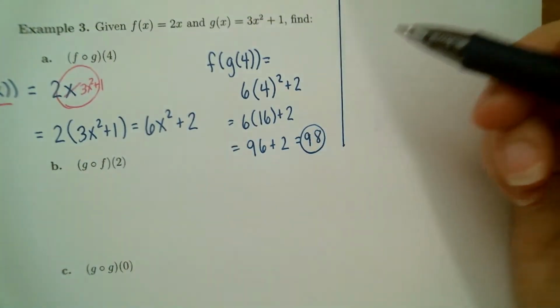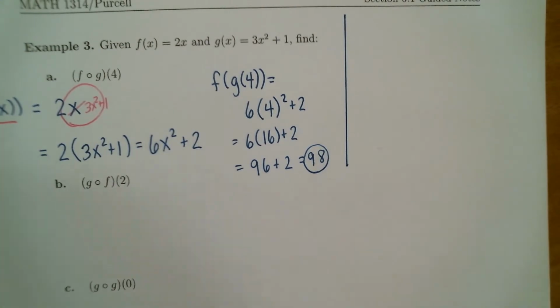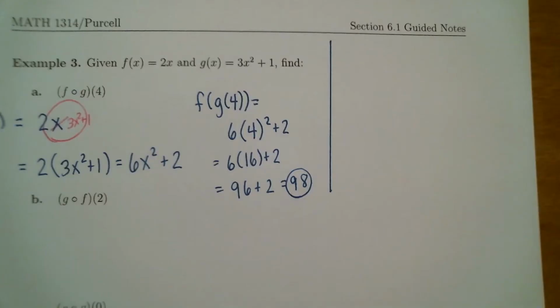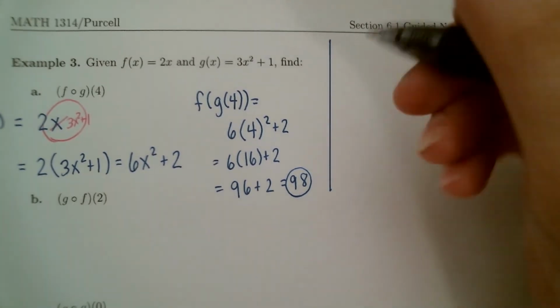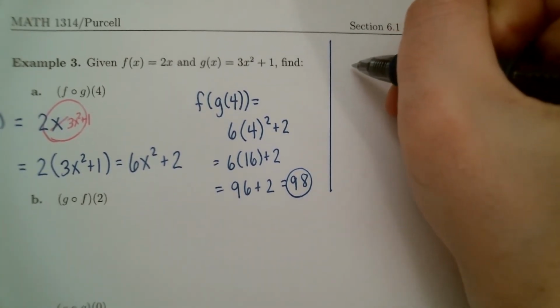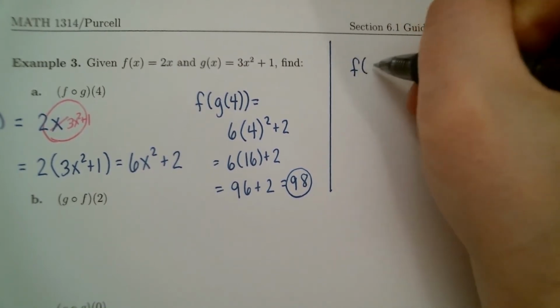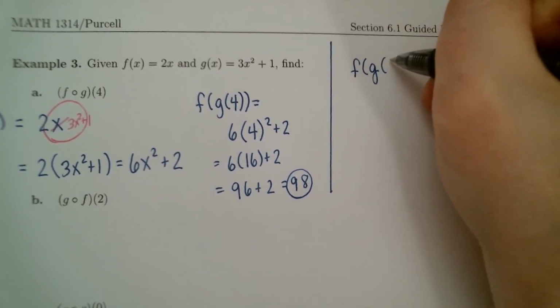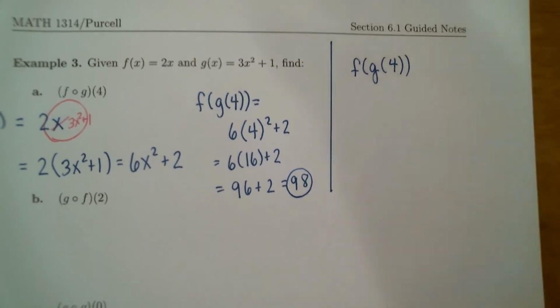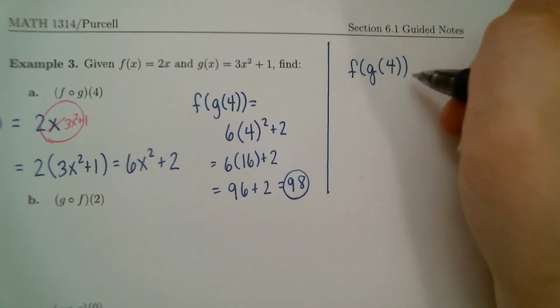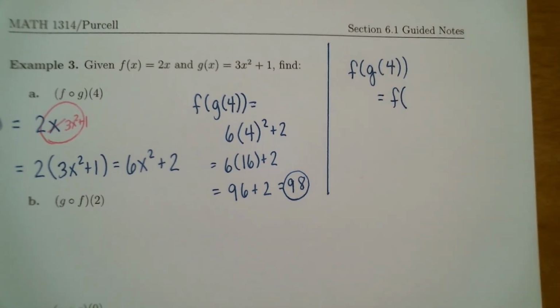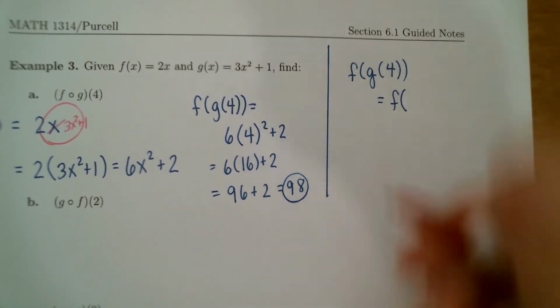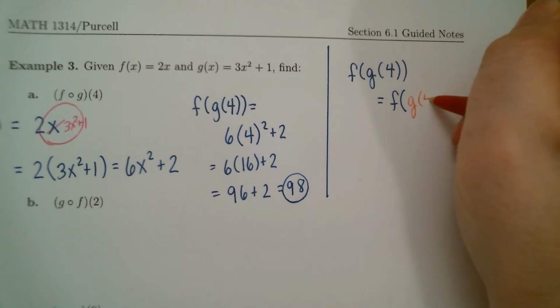It's a little shortcut. You don't actually have to form the function first. You can actually do this, and I'm going to color code it here. So we are looking for f of g of 4. This is the same thing as f of, and I'm going to put the inside, this g of 4, in a different color.